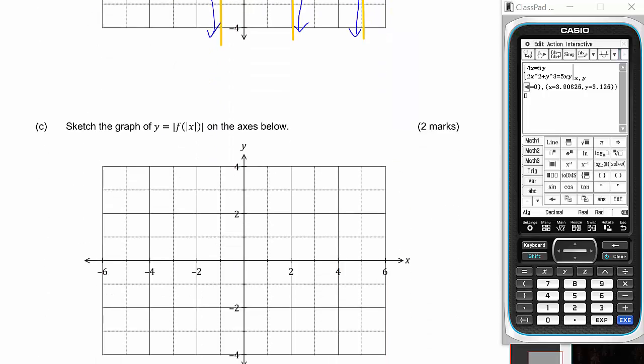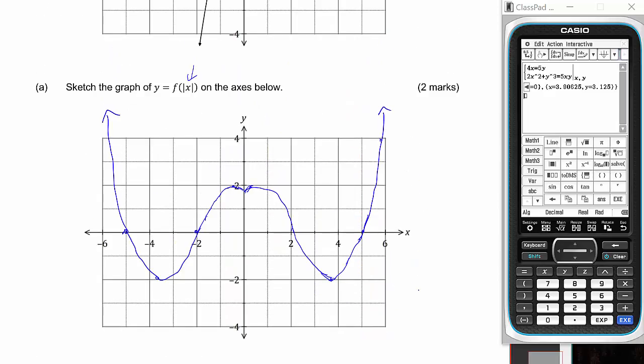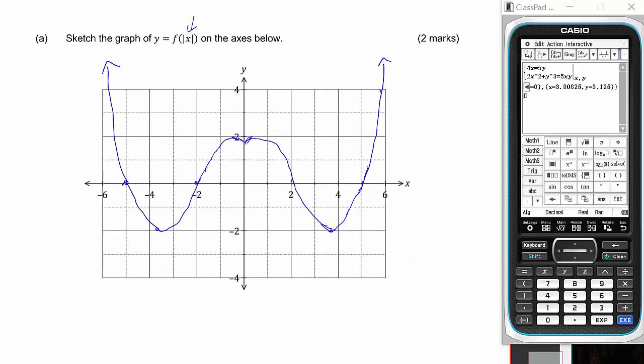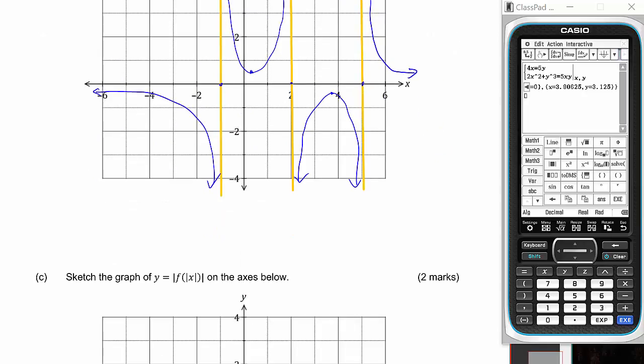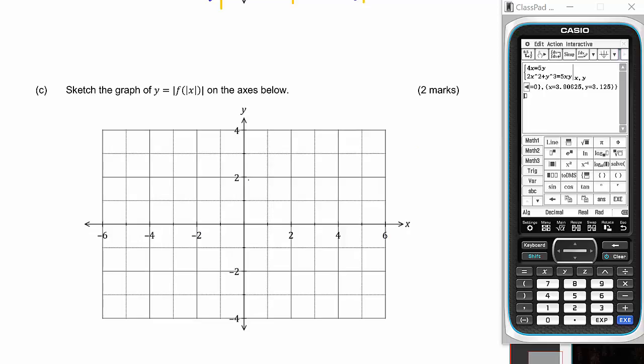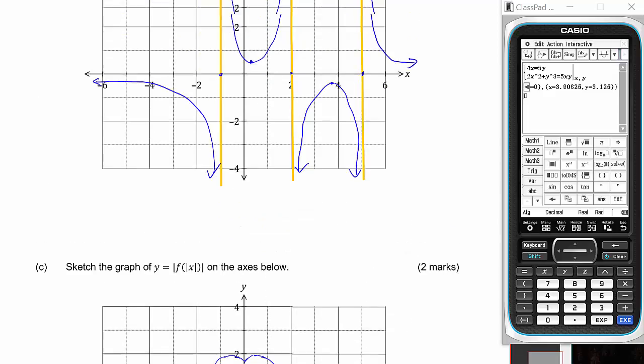And mod f of mod x. So basically, we're putting the modulus around this one. So we just want to reflect this one up whenever it's above. So we've got to make sure that little cusp is in there again, although there wasn't actually a mark for it on this particular bit.